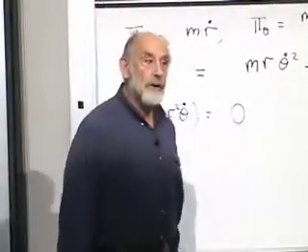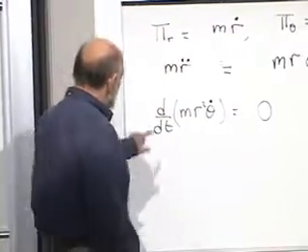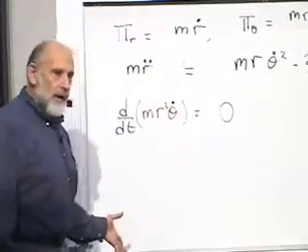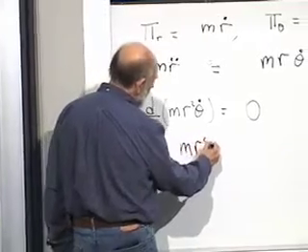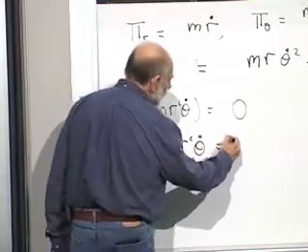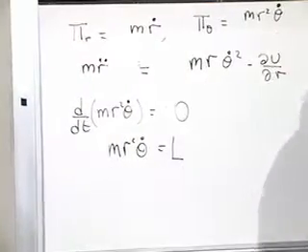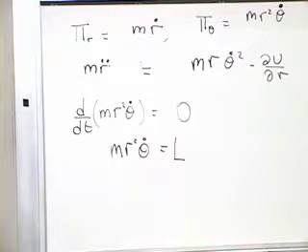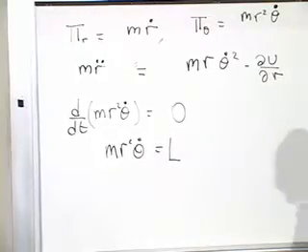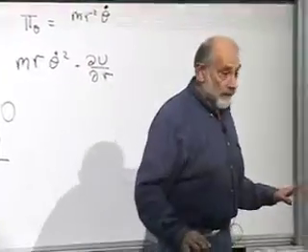The symbol that's usually used for angular momentum is capital L. So instead of fiddling around with this equation and doing something complicated with it, we can simply say that m r squared theta dot is equal to the angular momentum, which is constant. Now, how big is it? That depends on the initial conditions. If you know r and r dot and theta dot initially, then you know the angular momentum forever after, because it doesn't change.